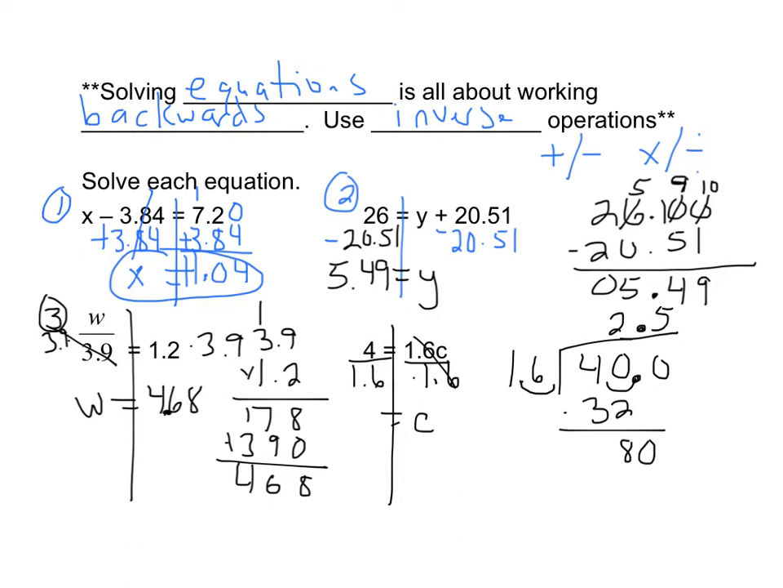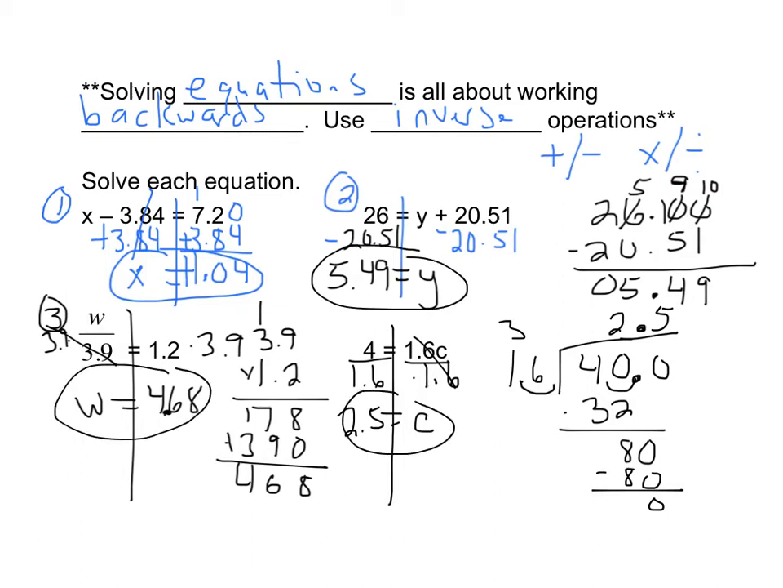Five times 6 is 30. 5 plus 3 is 8. 0 left over, so our final answer is 2 and 5/10. So go ahead and circle all those so you have them.